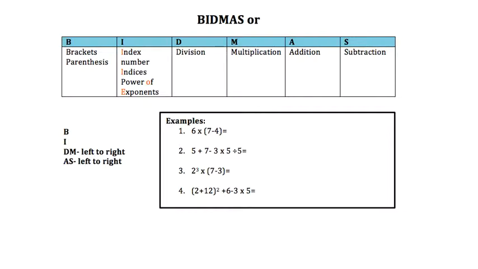So all of these really represent the order of operations. So Bidmas is also known as the order of operations, or the order in which we would solve a problem if we had all of these operations within a problem, or even some of these operations within the same problem. Okay.